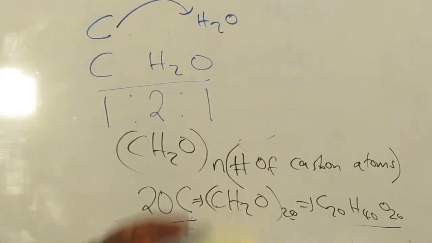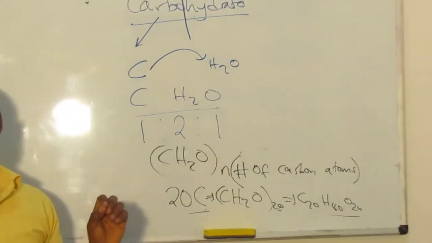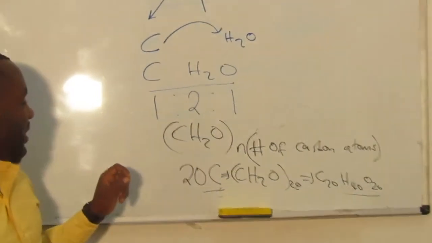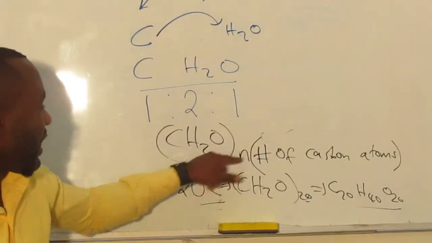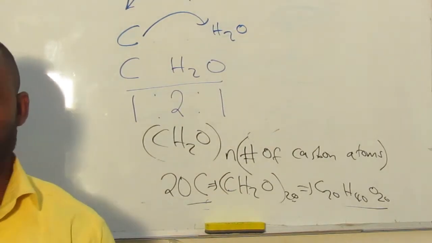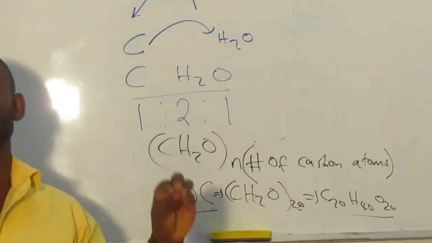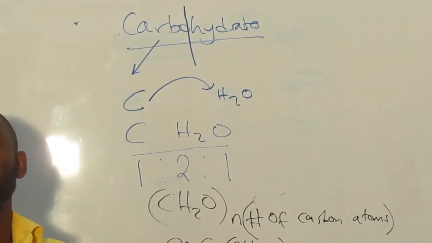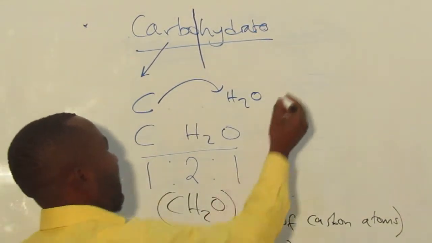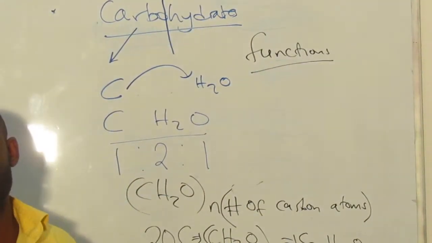So remember, carbohydrates are made up of the elements carbon, hydrogen, and oxygen, which are normally in the ratio 1 to 2 to 1. And they've been given the general formula (CH2O)n, where n stands for the number of carbon atoms. I should mention to you that carbohydrates, they are the most abundant biomolecules on Earth. But they have other physiological functions to humans. So my next point is to look at functions. What are the functions of carbohydrates? Why do we need carbohydrates as humans?